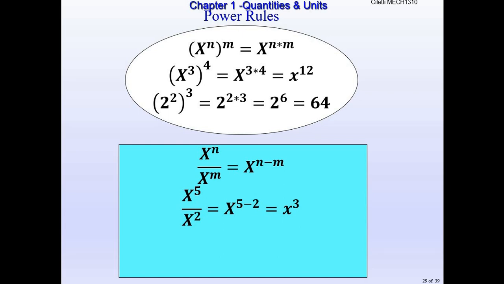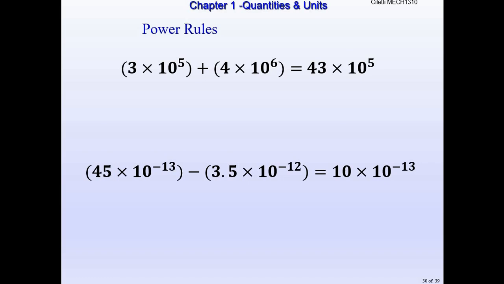Alright, let's look at this with numbers. Say I have 2 to the 7th divided by 2 to the 4th. That becomes 2 to the 7 minus 4, which is 2 cubed, which is 8. Okay? So remember, the base has to be the same for all the power rules to apply.